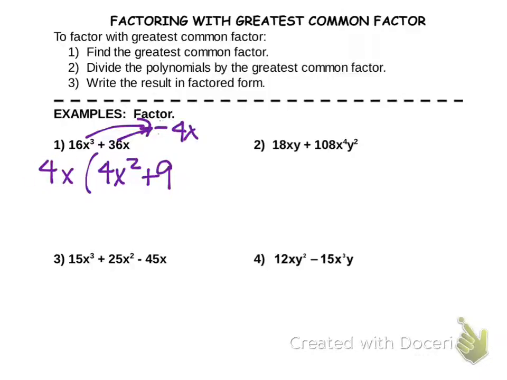So 4x times that would be my factored form. If I multiplied 4x times this, this should be my answer, 16x to the third plus 36x. Okay, so we got there. Now let's look at example 2 here.